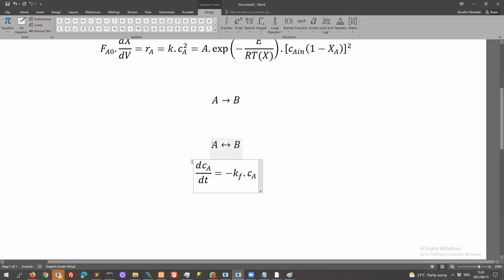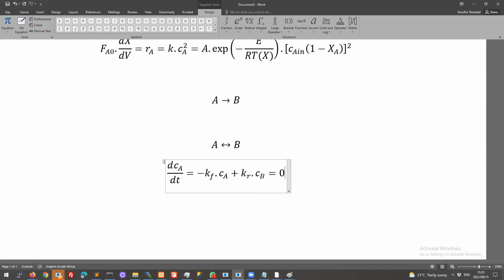And then you get back component A when B goes back to A. So you can say here, plus KR times CB. Right, so when you are at equilibrium, you will reach a steady state in A, which means that the net rate of production of A is 0, right? Your forward reaction is still happening, but your reverse reaction is also happening.